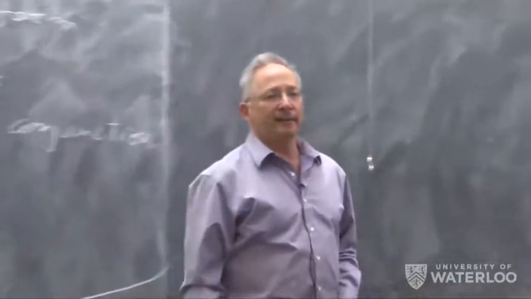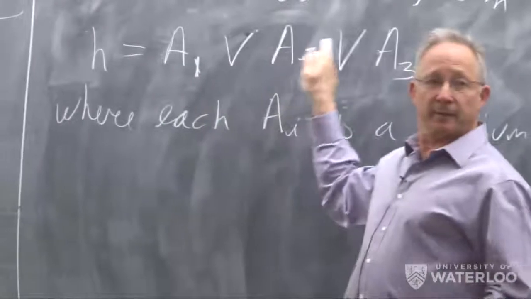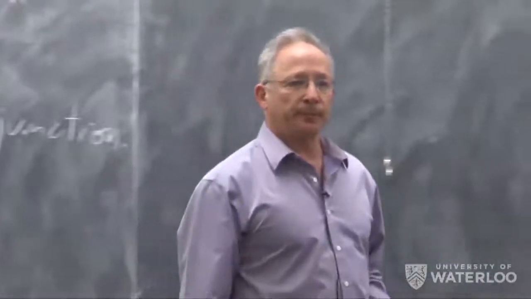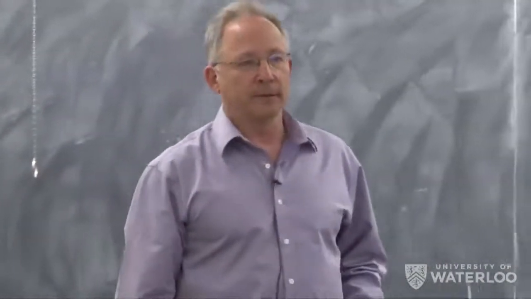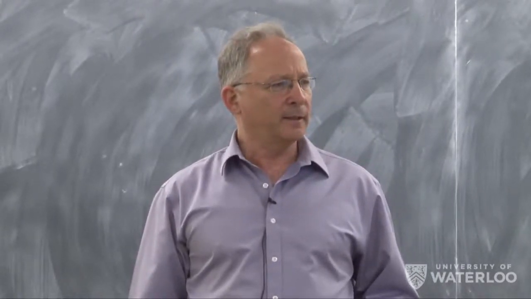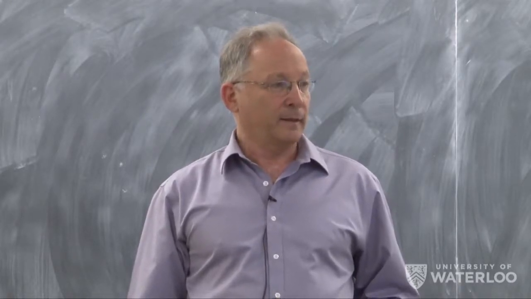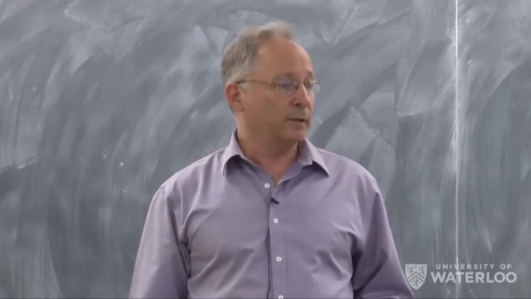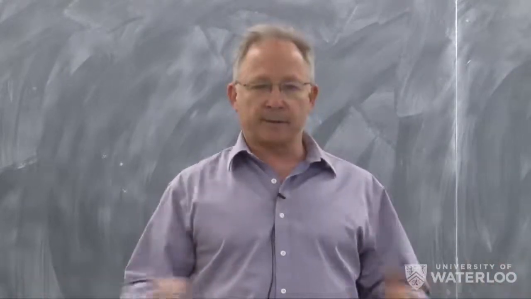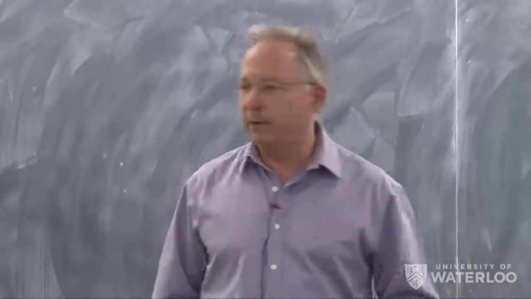No, no, the 3 goes for the 3 terms. So I have 3 conjunctions. That's where the 3 is coming from. Each Ai is a conjunction. Can one literal on its own be considered? One literal on its own is a conjunction. Our definition of conjunctions can be of any length. It could also be of length 0. There are no requirements whatsoever.